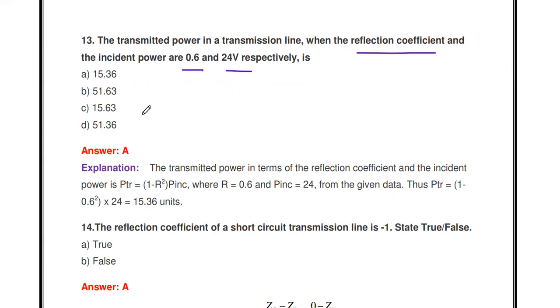So what is the relation between the transmitted power, reflection coefficient and incident power? The transmitted power is equal to (1 minus R squared) into P incident. Here R is the reflection coefficient, PINC is the incident power. So R value here is 0.6. Incident power is 24. So you just substitute. We will get the answer 15.36. So 15.36 watts is the answer.